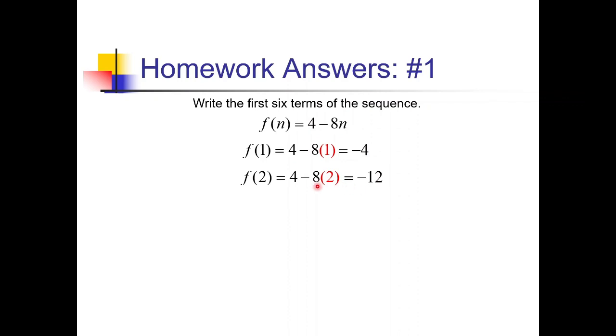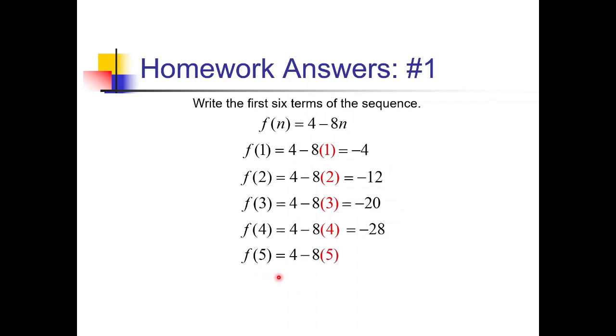F of 3, we've got 4 minus 8 times 3. 4 minus 24 is negative 20. And f of 4, we've got 4 minus 8 times 4. That's 4 minus 32, which is negative 28. And these should be going down by 8s, just the way these are set up here. And then we have f of 5, 4 minus 8 times 5. That's 4 minus 40, negative 36. Finally, f of 6, 4 minus 8 times 6. That's 4 minus 48, which is negative 44.